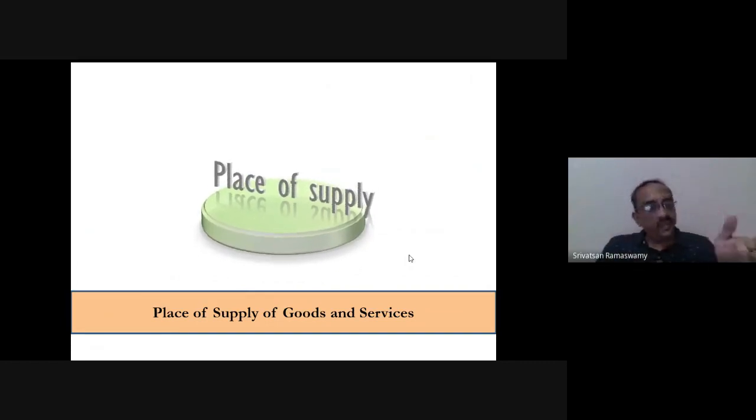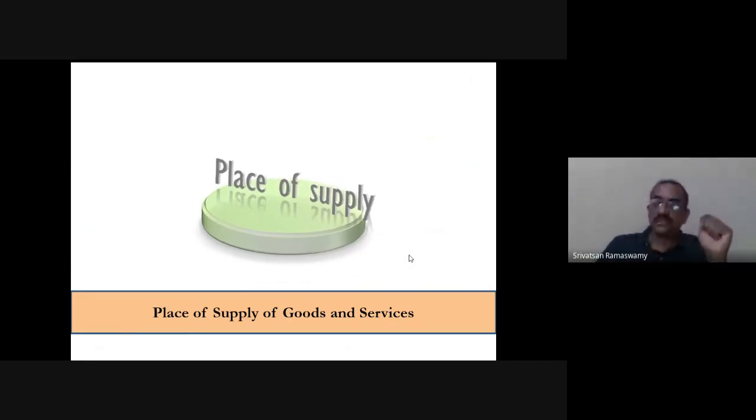See, if you are supplying goods from Chennai to Coimbatore, the origin of supply of goods is Chennai, and the point where it terminates is Coimbatore. So the point where it terminates is the place of supply. Here, because the origination of goods is Chennai and termination of goods is in Coimbatore, both in Tamil Nadu, it becomes an intrastate transaction. CGST and SGST will have to be paid.